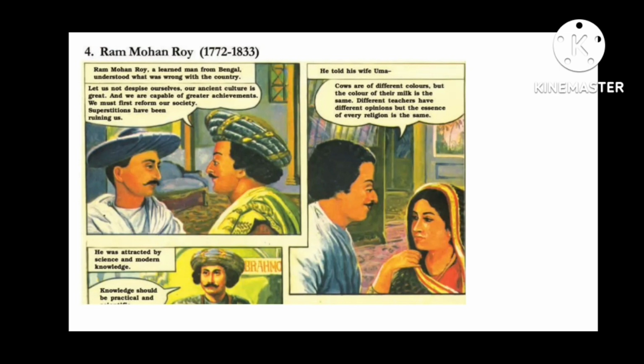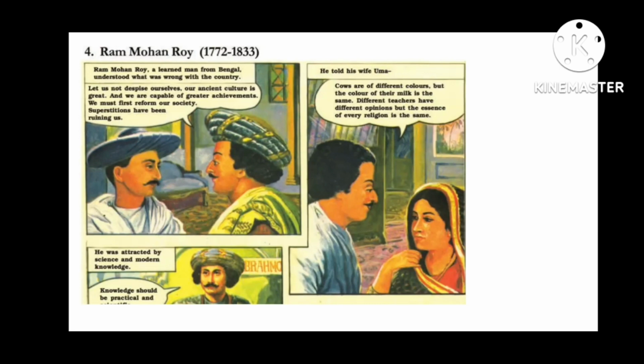Ram Mohan Roy, 1772 to 1833. There were some reformers in India like Raja Ram Mohan Roy. Ram Mohan Roy, a learned man from Bengal, understood what was wrong with the country. He understood what was the problem with the country.